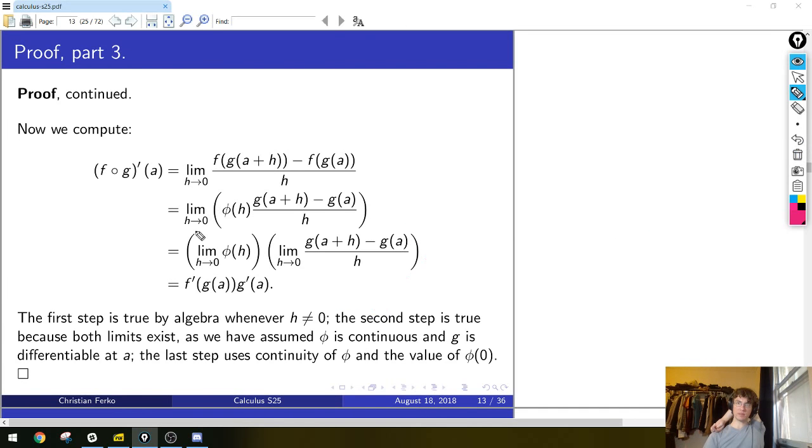But then we're done, because if phi is continuous, this factor gives us the first thing, and if g is differentiable, this is the definition of the derivative of g. So we simply evaluate those two. And that's the proof of the chain rule, because now we've proven the derivative of f of g of x at a is f prime of g of a times g prime of a.